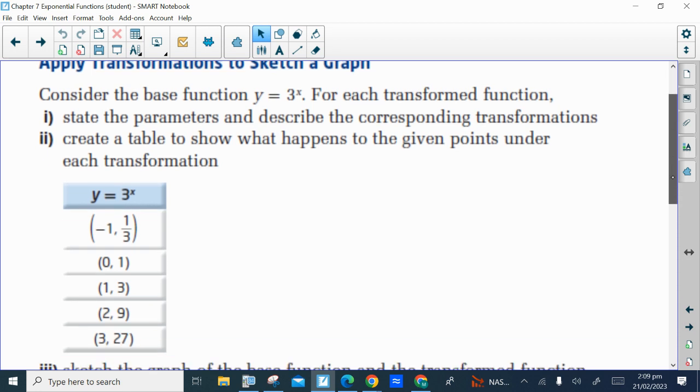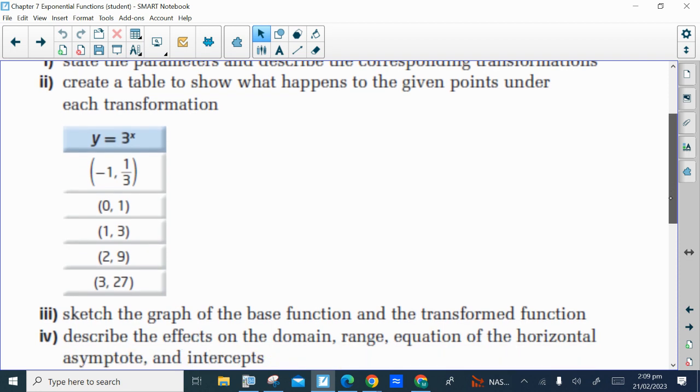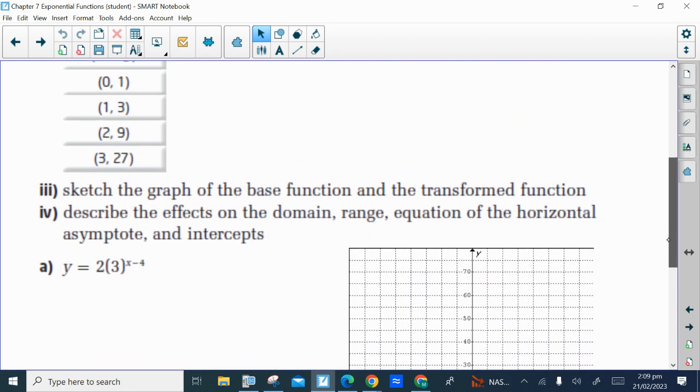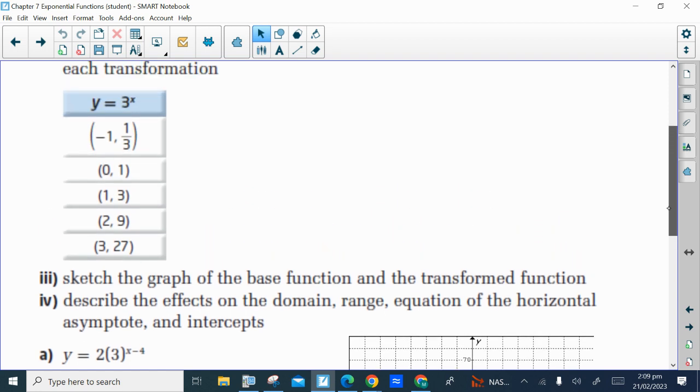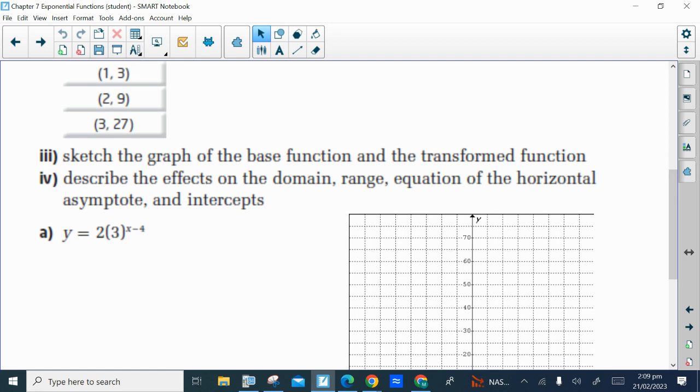So in this case, we want to do a transformation of y equals 3 to the power x, and we want to transform it to 2 bracket 3 to the power x minus 4. So we've got here a partial table of values for y equals 3 to the x because that's our base graph. When we look at this equation for part A, this is a transformation of y equals 3 to the x because the base is still 3 and you still have an x as the exponent. But there's something extra there. So we need to determine what that something is and what it does to the graph.